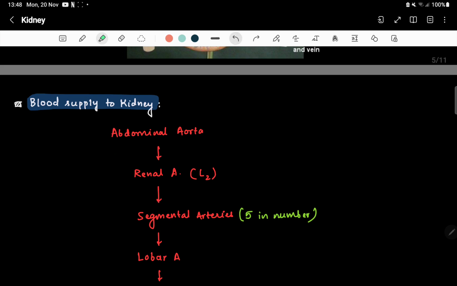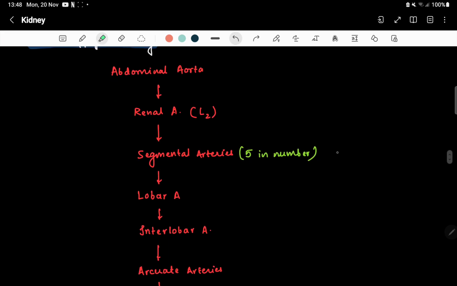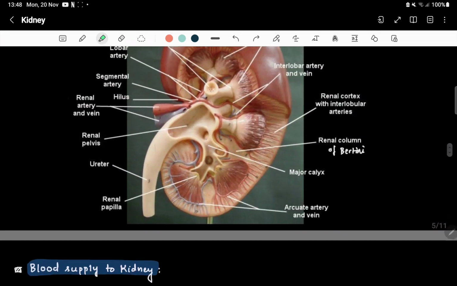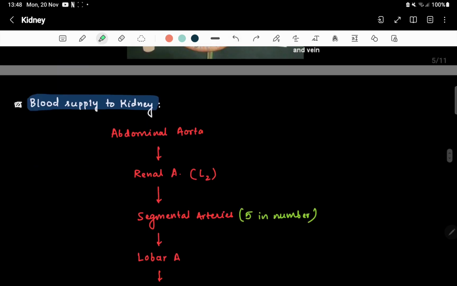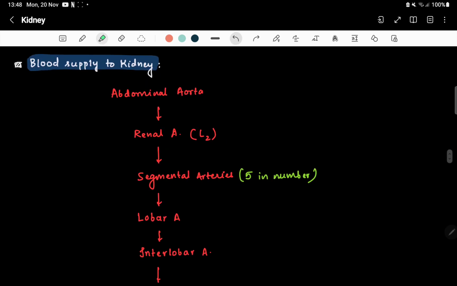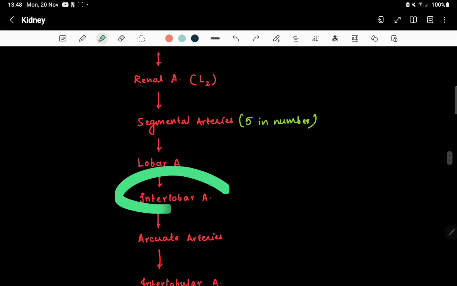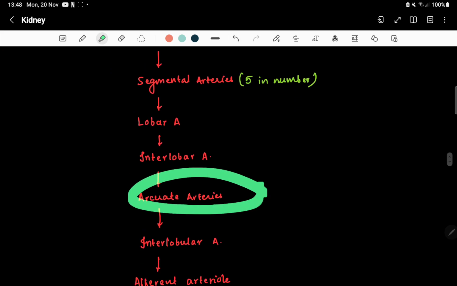Blood supply to the kidney is from the abdominal aorta. It comes by the renal artery, then divides into segmental arteries, 5 in number. This segmental artery divides into 5 branches: 1, 2, 3, 4, and 5. The segmental artery will give the lobar artery. This lobar artery will give the interlobar artery, which will give the arcuate arteries.